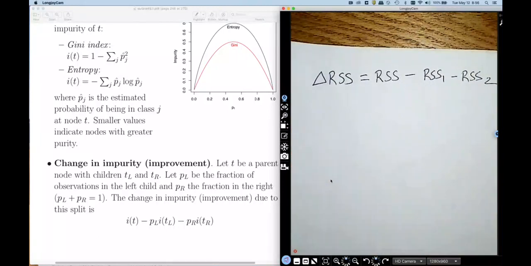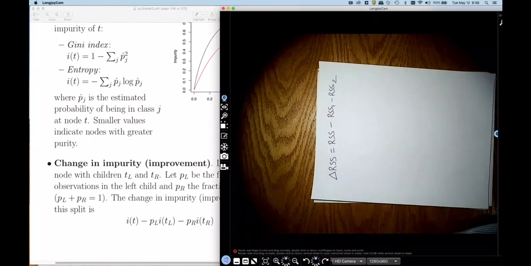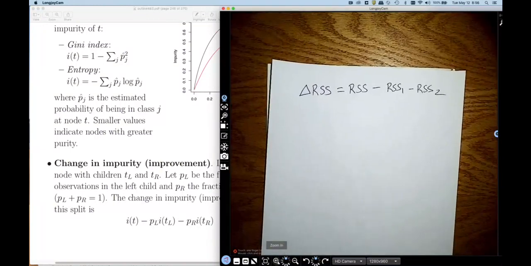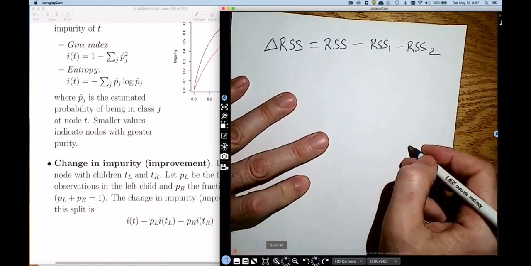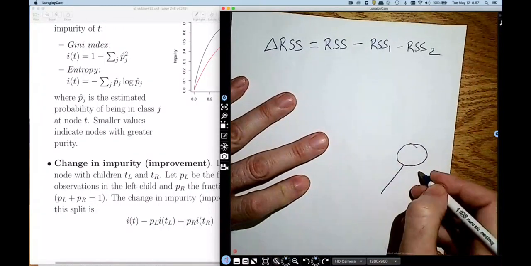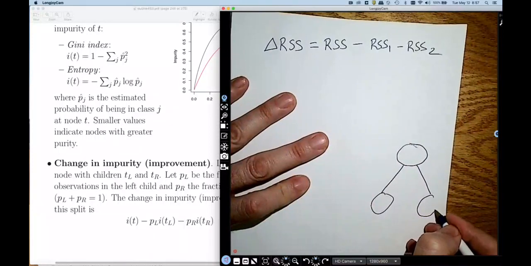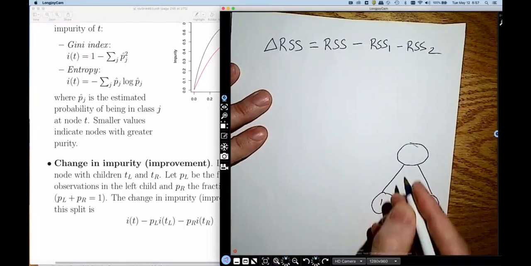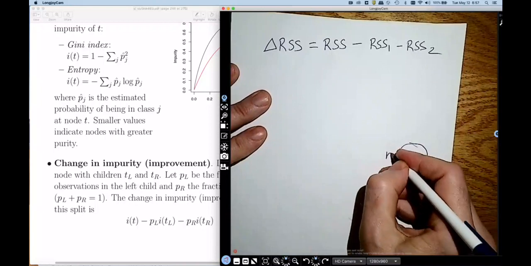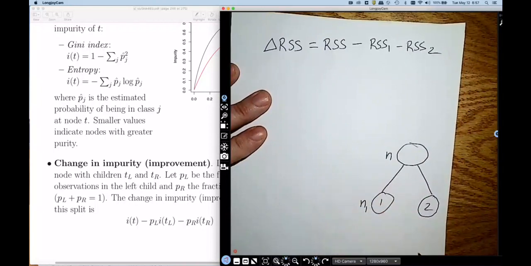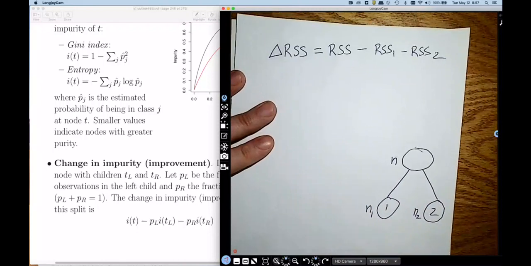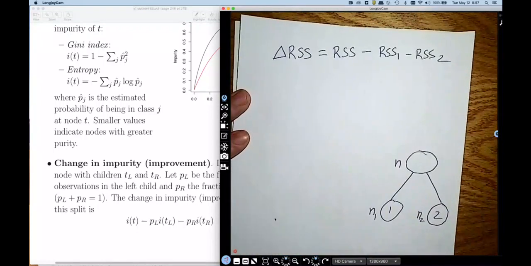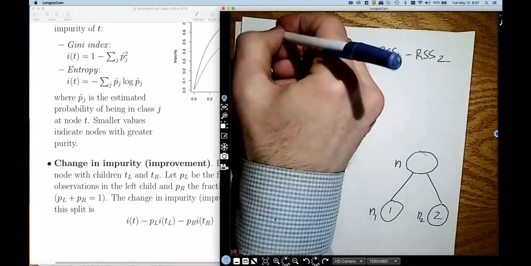So the picture would look something like this. Let's expand this so that we can see it. I have a parent node, I have a left child, I have a right child. This would be node number 1, this would be node number 2, this is the parent node. So let's say I have n cases here, I have n1 cases here, and I have n2 cases here. So this measure that I had, I'm going to call it a self-weighting measure.